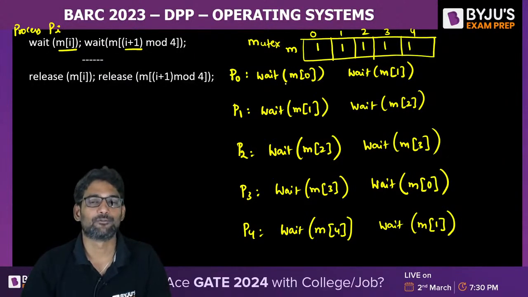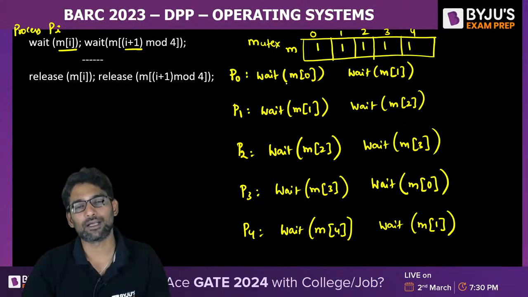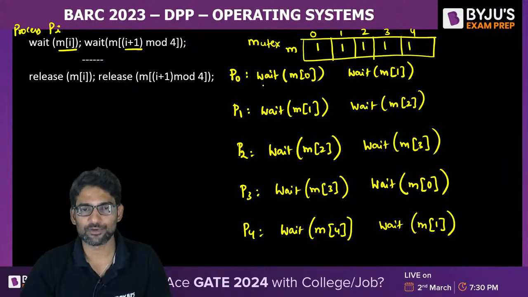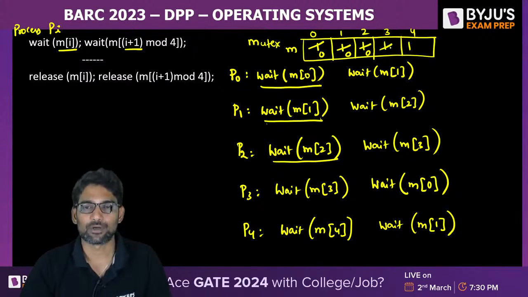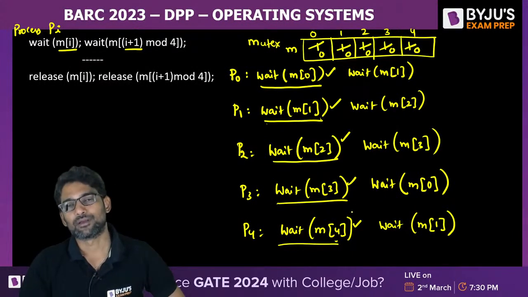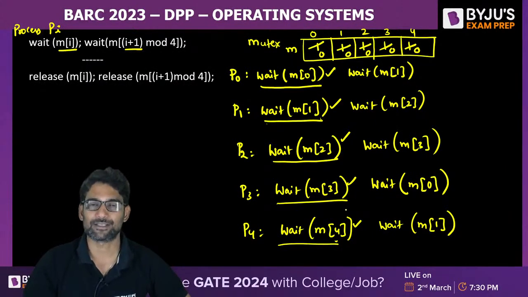Now, the worst case is that if all are performing their first wait operation and getting preempted, all are doing their first wait operation simultaneously. So, wait of M of 0 will make M of 0 to 0. Wait of M of 1 will make this to 0. Process P2 making this 0, process P3 M of 3 0, process P4 M of 4 0. Right? So, all processes have successfully passed this first wait operation.